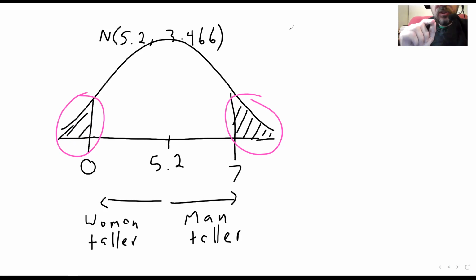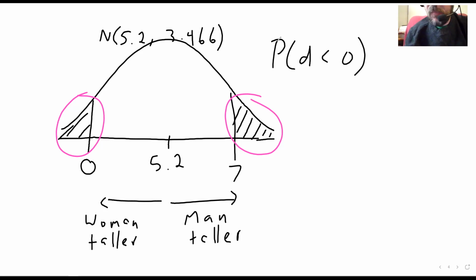So I just need to find the probability. Asking what's the probability that the woman is taller than the man is the same thing as asking what is the probability that D is negative. Okay? That's the woman being taller than the man. So of course we use normal CDF, and I'll go do that.